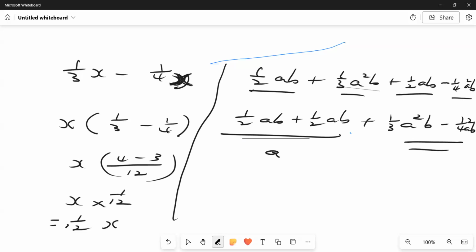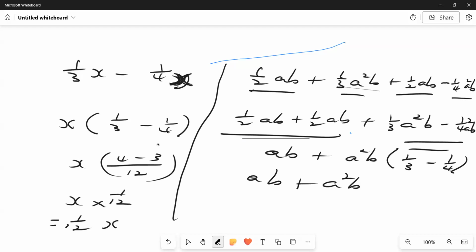These two will add up to be AB plus, down here you can take out A square B, and inside the bracket, subtract the quarter, right? And you get AB plus A square B times, I think we worked it out over here, 1/12 you will get. So you end up with AB plus 1/12 A square B. See? So not every time it'll be nice like only x and y. You can get a whole lot of powers and so involved, right?